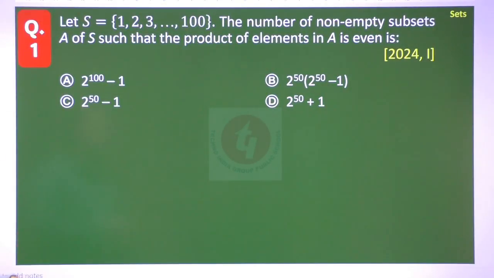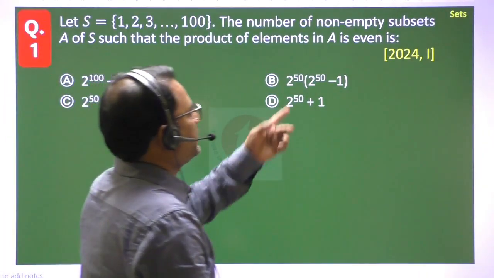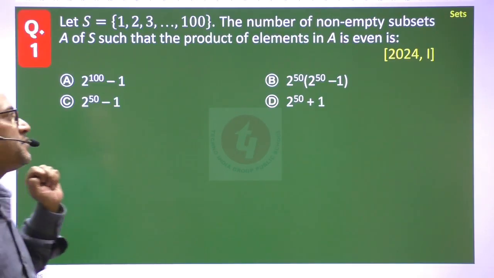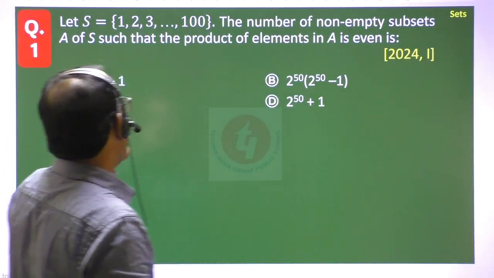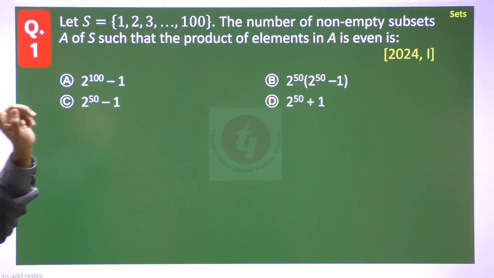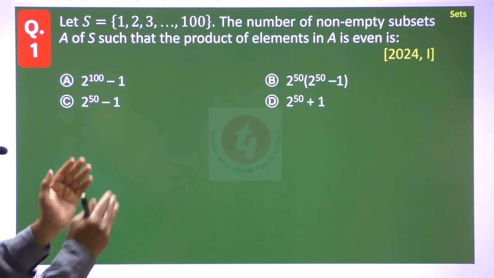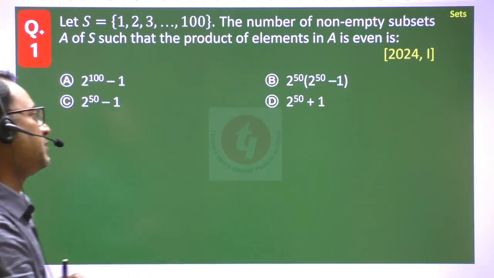Now coming to the first question. This question came in JEE Mains and also in BITSAT 2024. S is a set which contains 100 elements, the natural numbers 1 to 100. Find the number of non-empty subsets A of S such that the product of the elements in A is an even number. So how many subsets A can you form with the help of the elements of S so that the product of all the elements in A is even?